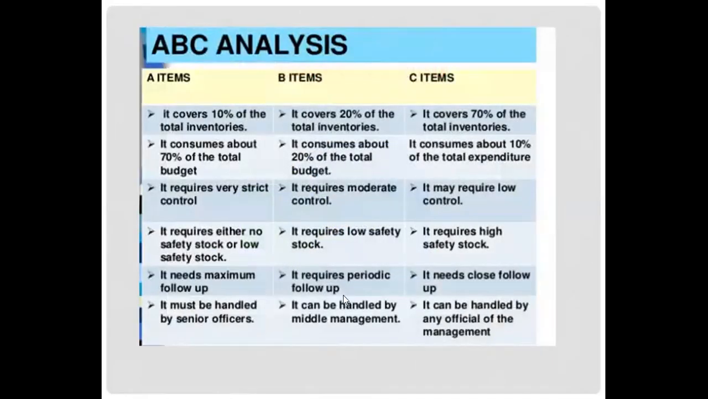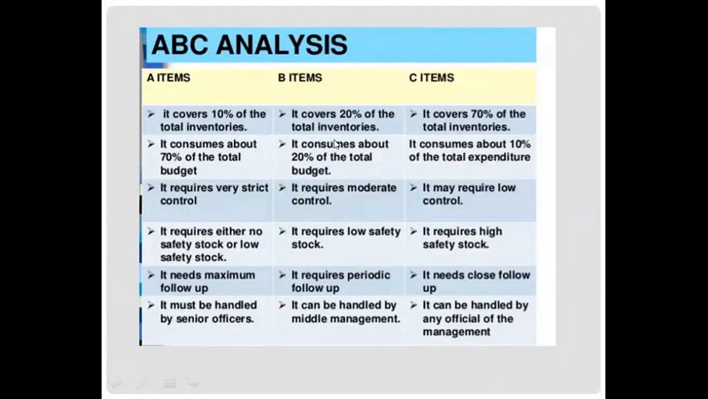And actually the items are A, B or C. A items cover 10% of total inventories and consume about 70% of the total budget. They require strict control, no safety stock or low safety stock, and need maximum follow-up, and must be handled by a senior officer.